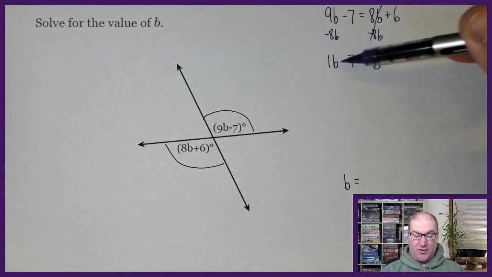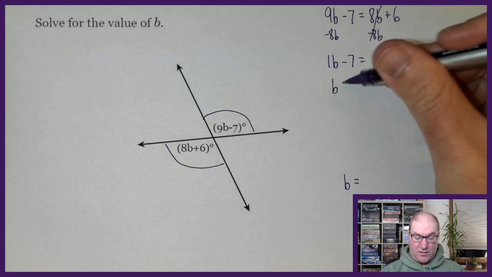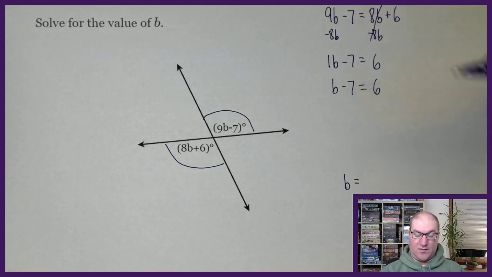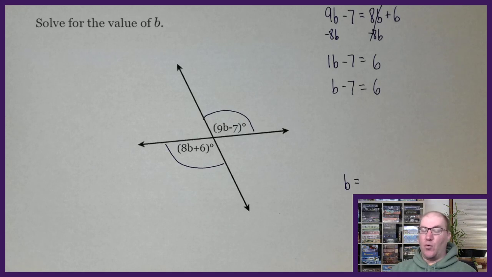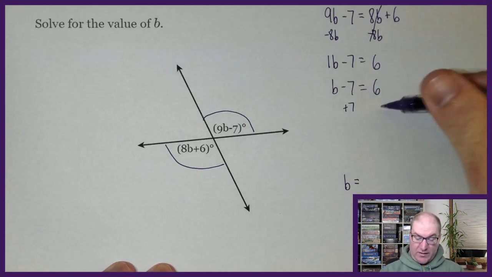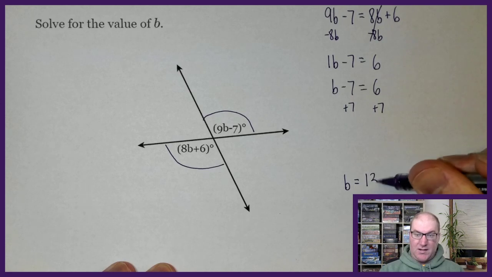Now, most of the time when I do this, I'm not going to write that 1. In fact, I'll write it right here. b minus 7 equals 6. When there's a coefficient of 1 in front of a variable, you don't have to write the coefficient. So it looks like we just have one more step here to get the answer, and that's to do plus 7 to both sides, and we're going to get b equals 13.